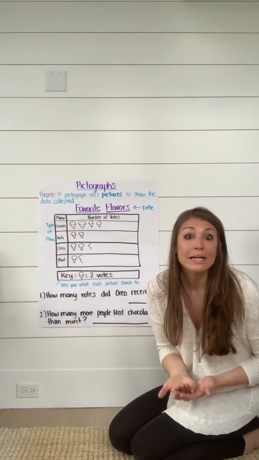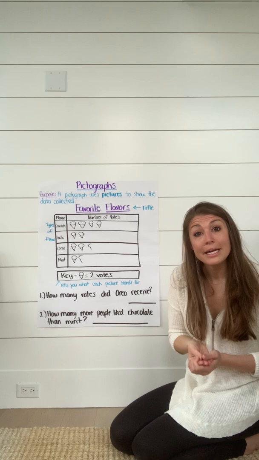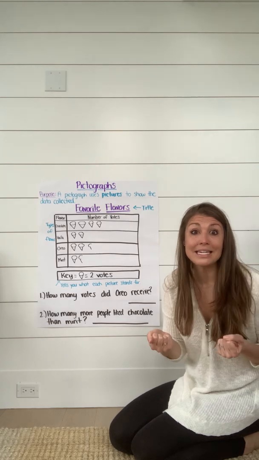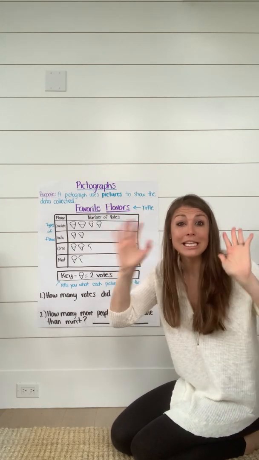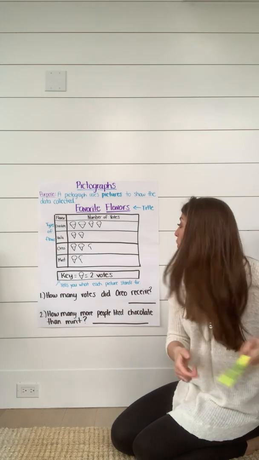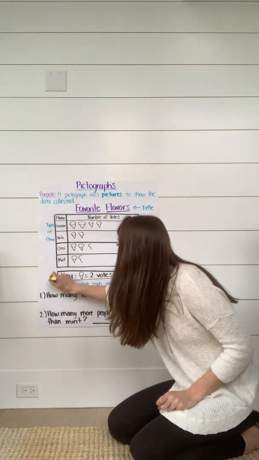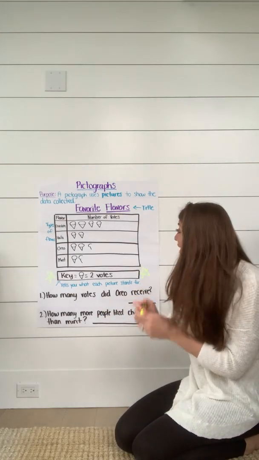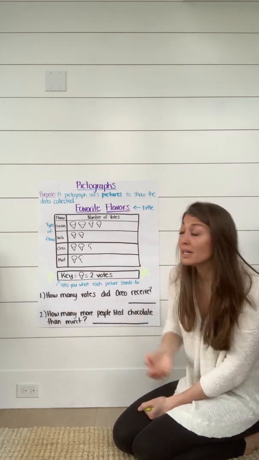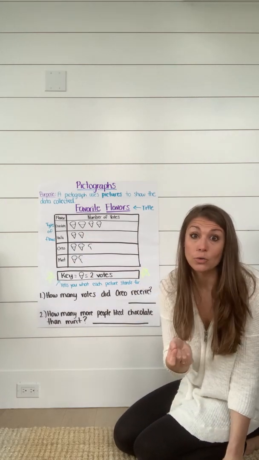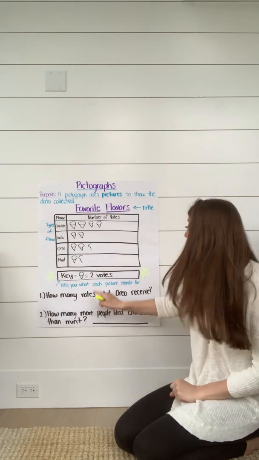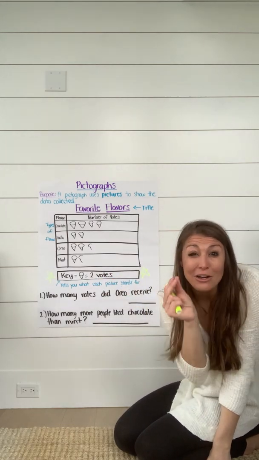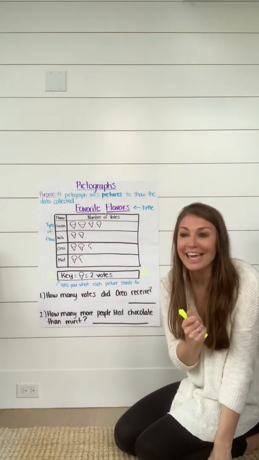And then there's something really important about pictographs. Pictographs have something called a key. And I always want to remember that a key, it's like, alert, alert, alert, I'm really important, look at me. So because that key is so important, I want you to star that key. The key is going to tell me what each picture stands for. So I know if I see an ice cream cone, that doesn't mean one vote, it means 2 votes. So I have to really, really pay close attention to that key.